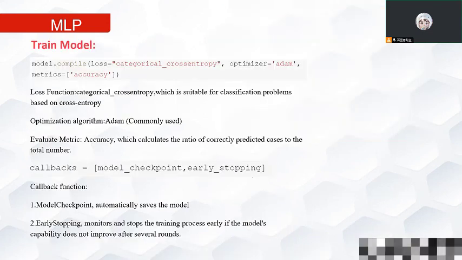Here is our training process. For the loss function, we choose categorical cross-entropy, which is suitable for classification problems. For the optimization algorithm, we choose the commonly used Adam. For the evaluation metric, we choose accuracy, which calculates the ratio of correctly predicted cases to the total number. For callback functions, we have 2. The first one is model checkpoint, which automatically saves the model, and the second one is early stopping. It can monitor and stop the training process early if the model's performance does not improve after several rounds.